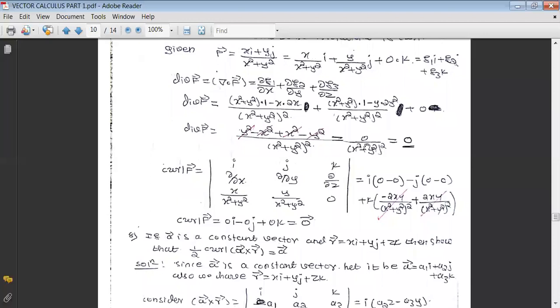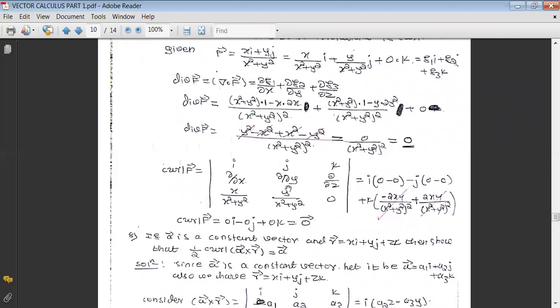The components of f are x divided by (x square plus y square), y divided by (x square plus y square), and the third component is 0. Once you evaluate this determinant, the first term is i into 0, since the derivative of a constant is 0, minus j into, leave this row, leave this column: the derivative of 0 partially with respect to x is 0, and the other term is free from z, so its derivative with respect to z is 0, plus k into, leave this row, leave this column.